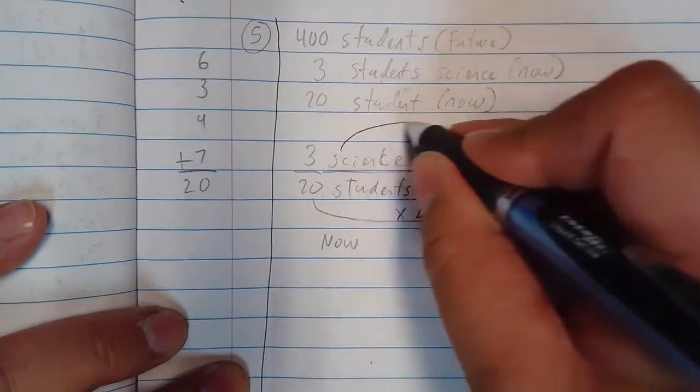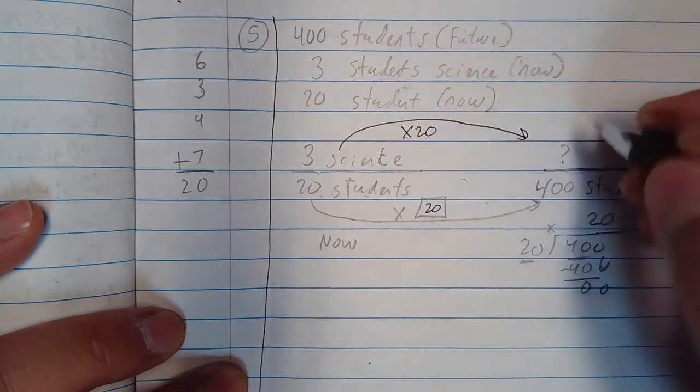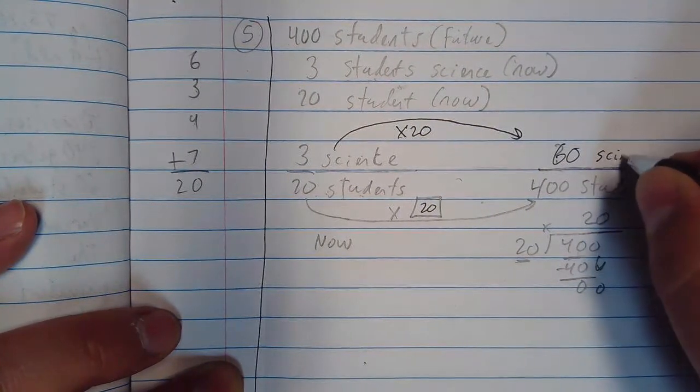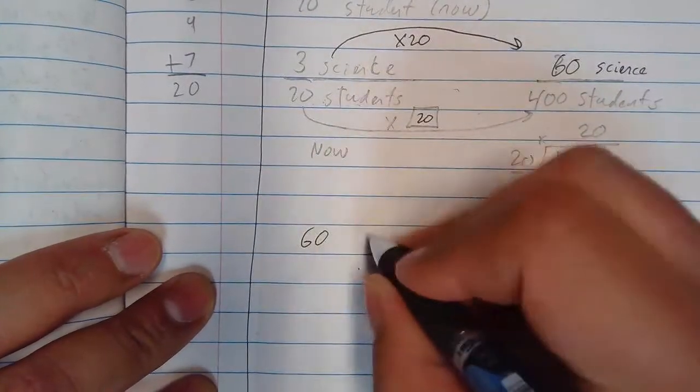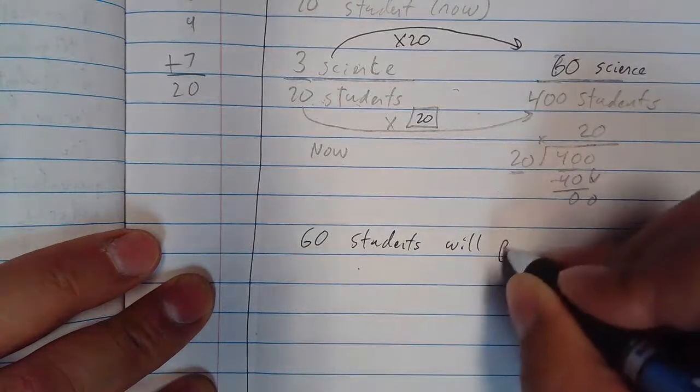Just like before, whatever you do to the bottom, you do to the top. 3 times 20. I can do that in my head. That's 60 science. But that's not enough. You got to make a complete sentence out of that. So 60 students will pick science.